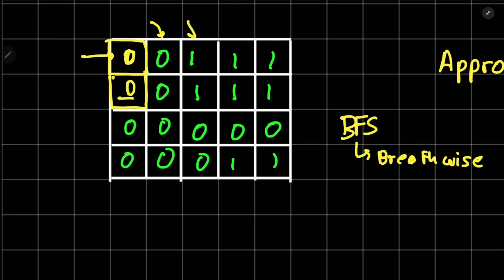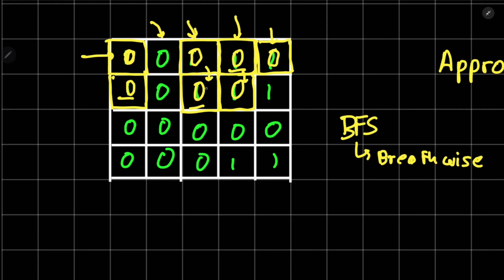Then we move here, and now we again find 1. So we'll call the BFS function over it. Now this one will be flipped to 0, and it will push the neighbors, that is this cell and this cell, and this will be pushed into the queue and will be flipped to 0. Then this will push this cell and this cell, so this will be pushed into the queue and this will be pushed into the queue. Now this will be flipped to 0 and this will be flipped to 0.